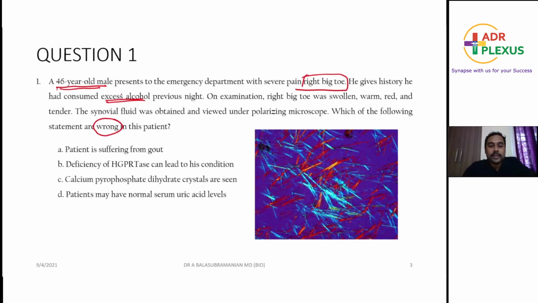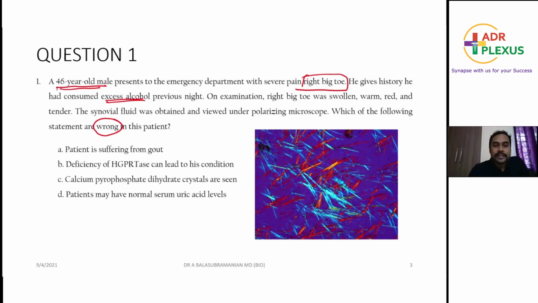So the patient is suffering from gout. First option: deficiency of HGPRTase can lead to this condition. Second option: calcium pyrophosphate dihydrate crystals are seen. Third option: patients may have raised uric acid levels. It's a pretty straightforward question, but when you select the options you have to be a little careful. So let us take one option after another.